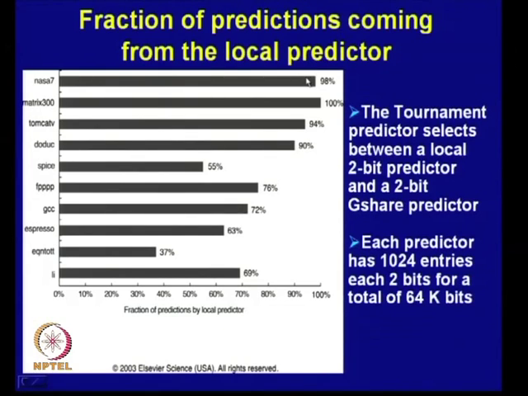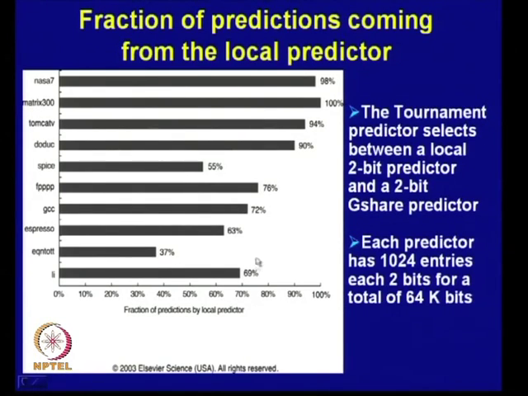Now, here you can see the local predictor is used a different percentage of times for different applications. So, it is very much application dependent. For example, it can vary from 100% to 37%, that means the local predictor has been used 100% of the time for some application, and in some cases only 37% of the time the local predictor has been used, and for the remaining part of the time the global predictor has been used.